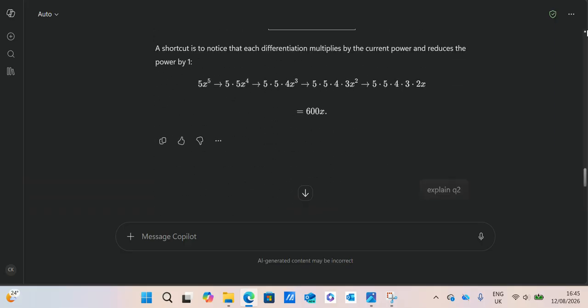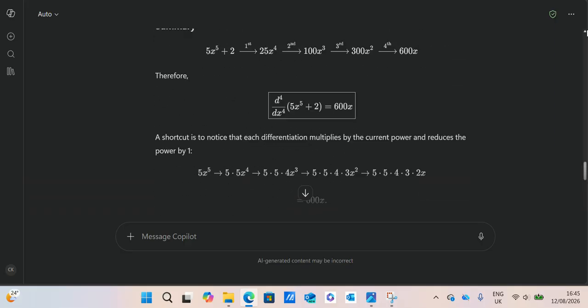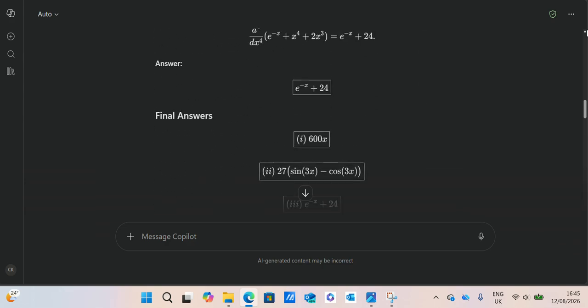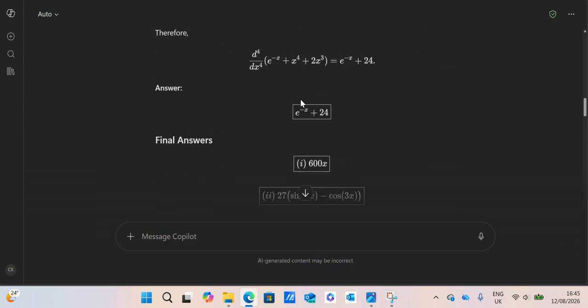Let's check the answer to question 4. e to the power of minus x plus 24. Yeah, that's exactly what I got. Okay. That's perfect. So I'm obviously learning something. Okay. So that's question 4.